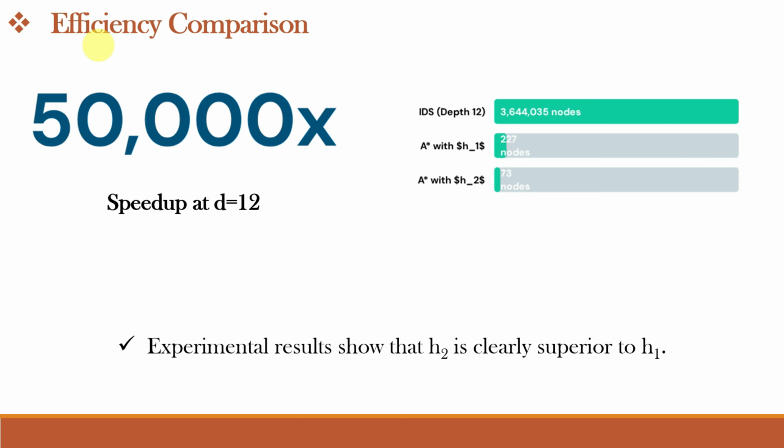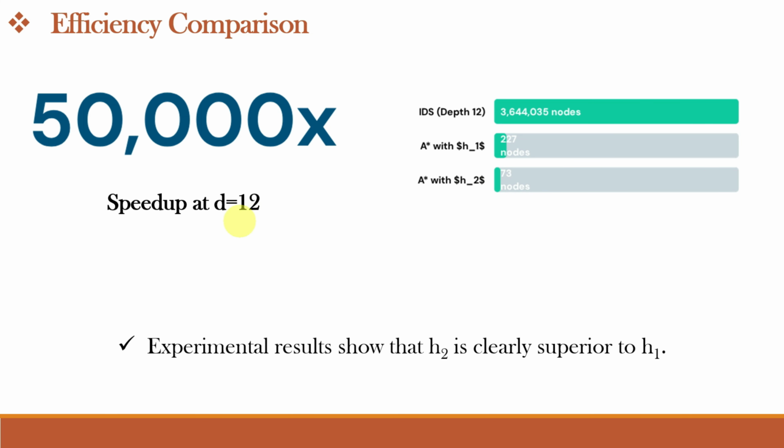Okay, let us see how much of a difference a good heuristic makes in search efficiency. For a puzzle with solution depth of 12, the standard IDS or iterative deepening search has to check more than 36 lakh nodes, which is a huge computational cost. But if we use A star search with the simple H1 heuristic, the nodes generated drops drastically to only 227 nodes. Even better, by using Manhattan distance heuristic H2, we find the solution by looking at just 73 nodes.